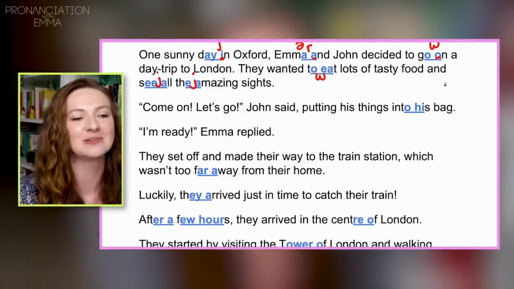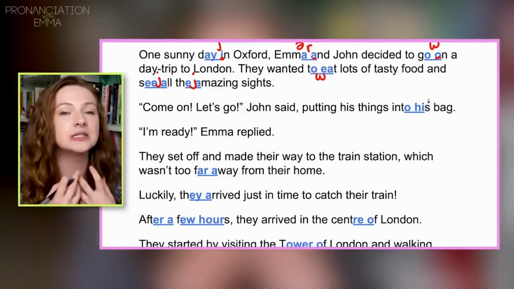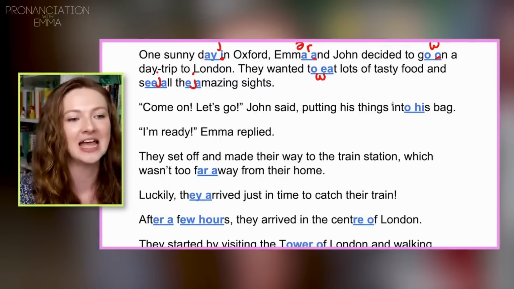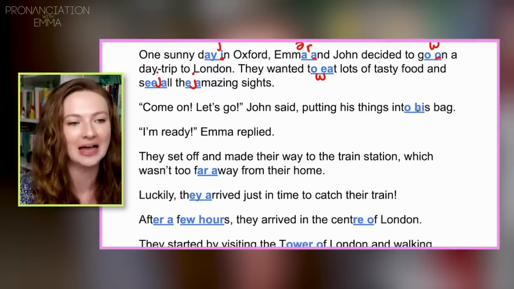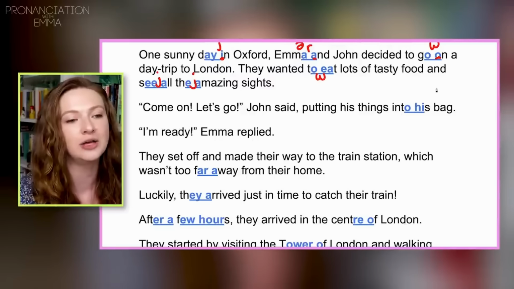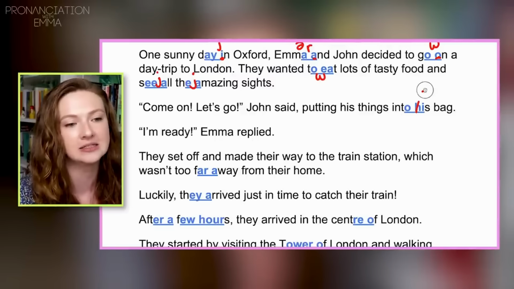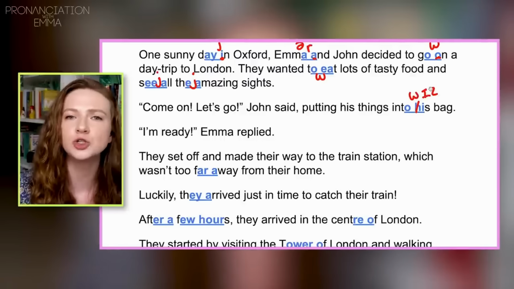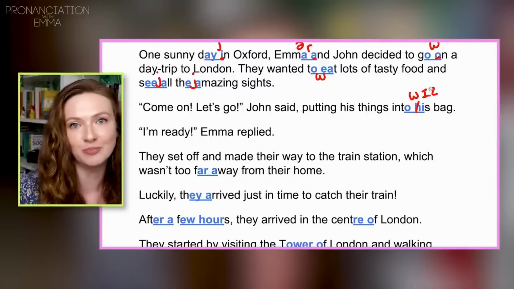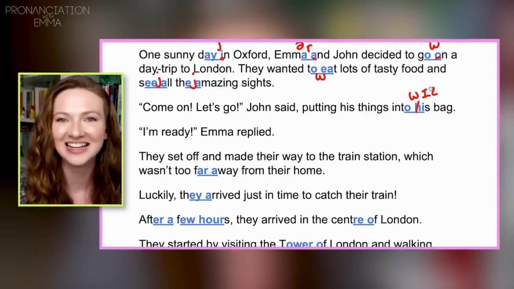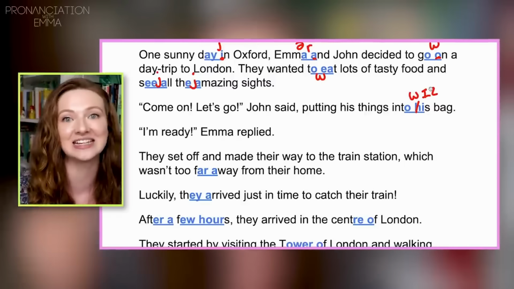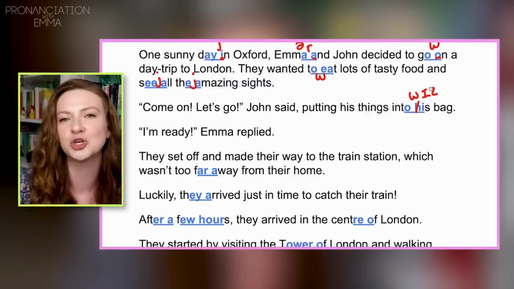But with this particular word here, what we can do is we can weaken it when we're speaking quickly. So instead of saying into his bag and making it very strong, we weaken this and just say is. Into his bag. Putting his things into his bag. Because we have removed that h sound, we're then just left with the vowel. So we connect the two vowels together, into his bag.